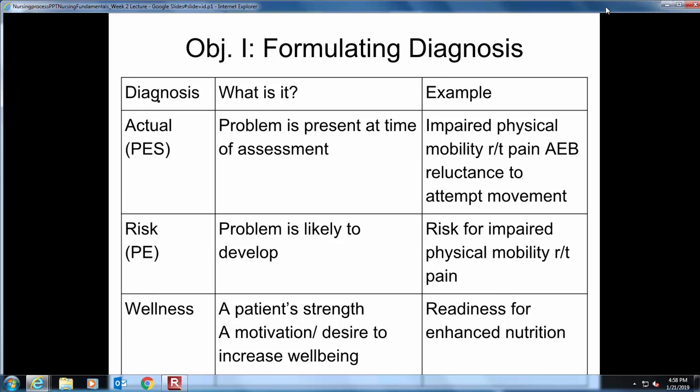or hasn't actually happened. A wellness diagnosis focuses on a patient's strength. For example, a newborn with a feeding disorder. The diagnosis could be readiness for enhanced family coping. An example of an inaccurate nursing diagnosis would be lack of adequate nutrition. The diagnosis should be instead imbalanced nutrition, less than body requirements. Remember, a nursing diagnosis is not medical terminology, symptoms, patient needs, or treatments.